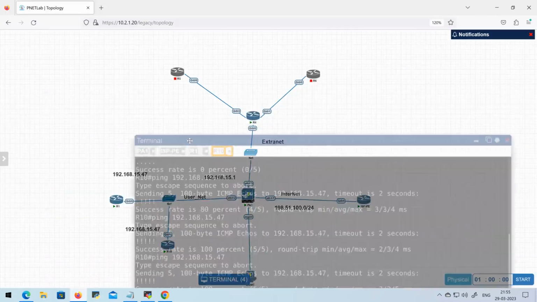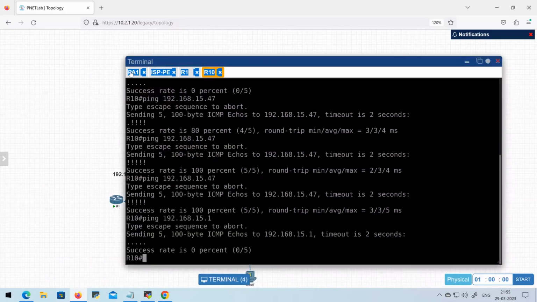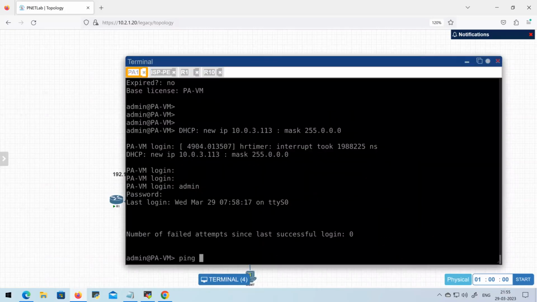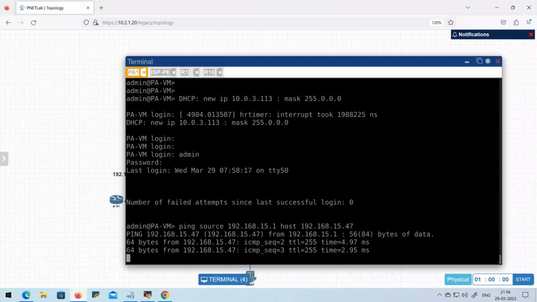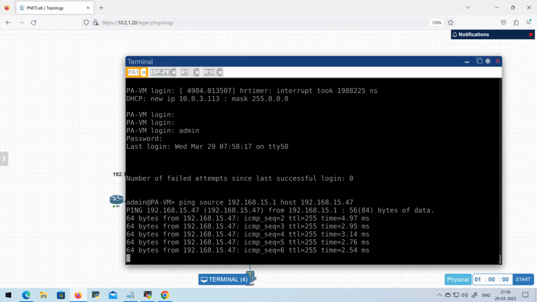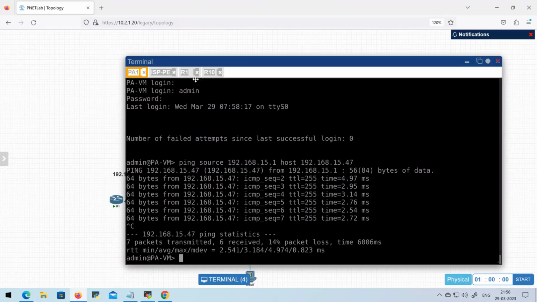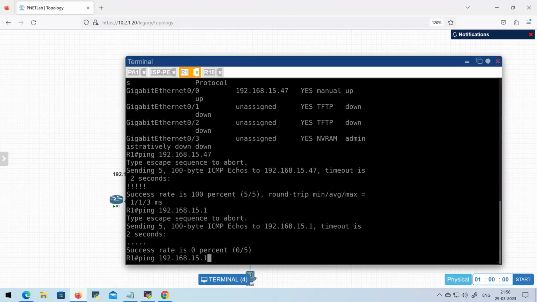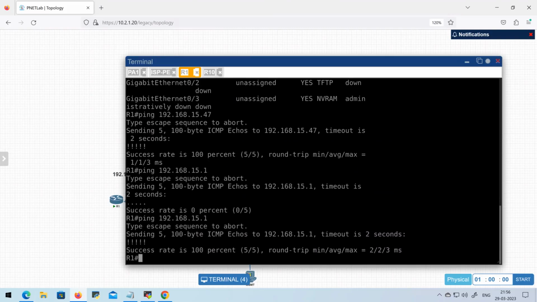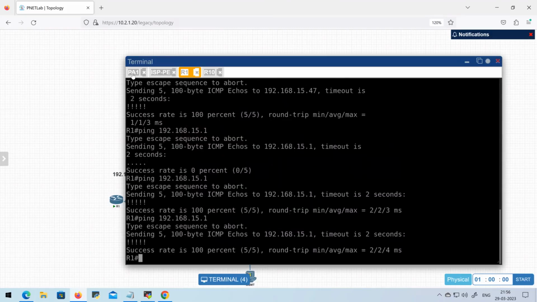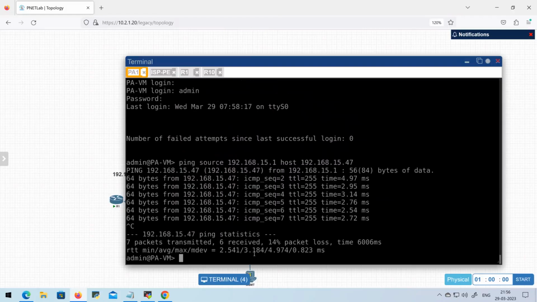Do one thing. On the Palo Alto, ping source 192.168.15.1 to host 192.168.15.47. Wow. What is that? It is pinging now.